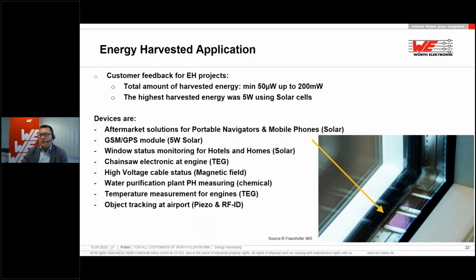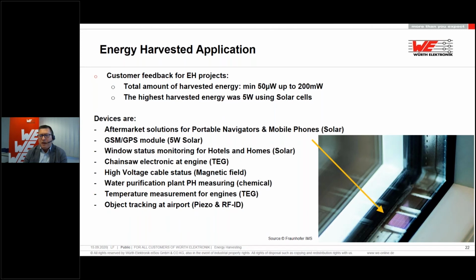We also made a questionnaire to the customers, and we asked more like 2,000 different customers who are doing something with energy harvesting. The smallest energy which was harvested was something like 50 microwatt, and the maximum power which I got information about from the customer feedback was 5 watt using solar cells. The 5 watt was used for a GSM GPS module, for some meteorological station or something like that.